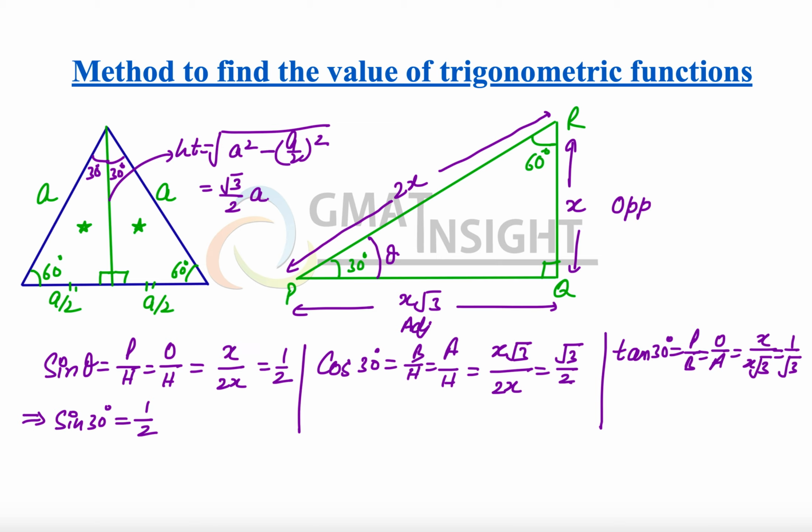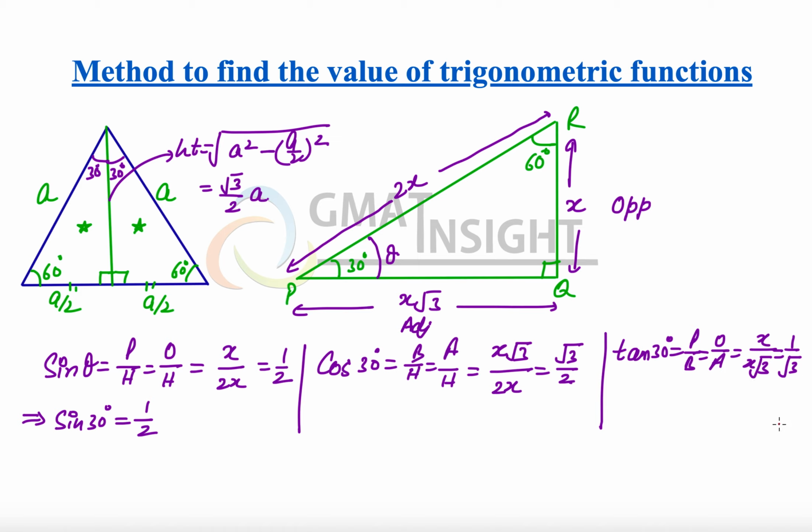Now we have found these three relationships for the angle equal to 30 degrees. That means we can also find that cosec 30 degrees will be 2 over 1, the reciprocal of sine 30, sec 30 degrees will be the reciprocal of cos 30, which is 2 over √3, and cot 30 will be the reciprocal of tan 30, that means cot 30 will be √3 over 1.